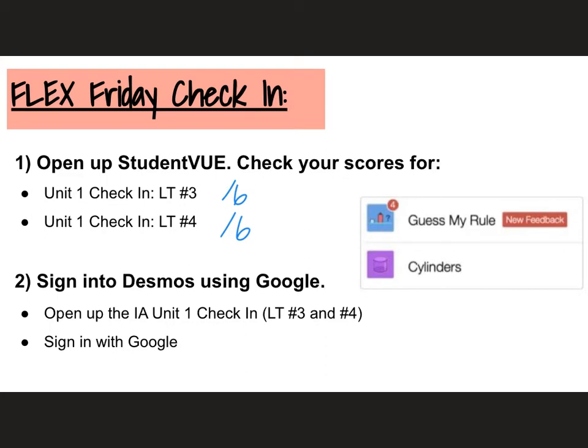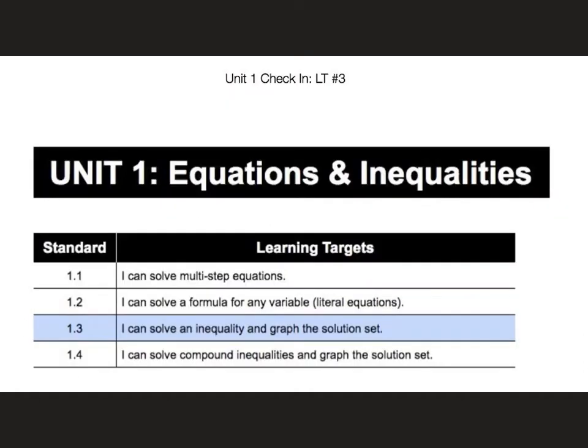Second thing, you're going to sign into Desmos using Google. So open up your check-in from Friday. The title looks like this. And you're going to sign in with Google. Then you should see next to this assignment a little notification. It looks like a text message almost, and a notification that says new feedback if any questions were incorrect. So let's go ahead and go through each of these 6 problems, and I'd like you to actually correct this problem in your check-in. So retype in your answer box your new answer once you've fixed it.